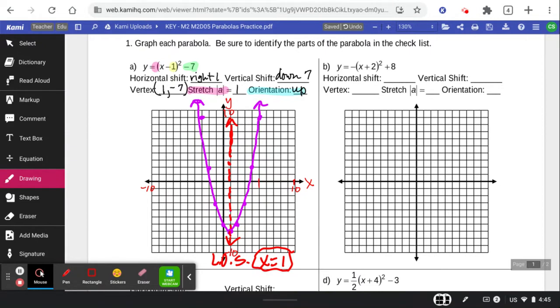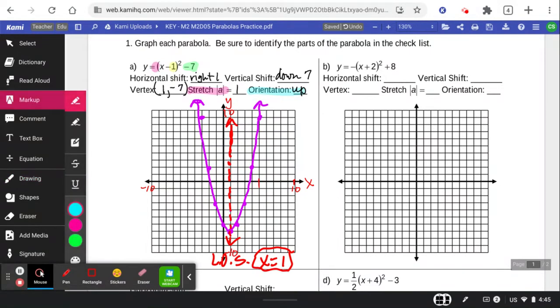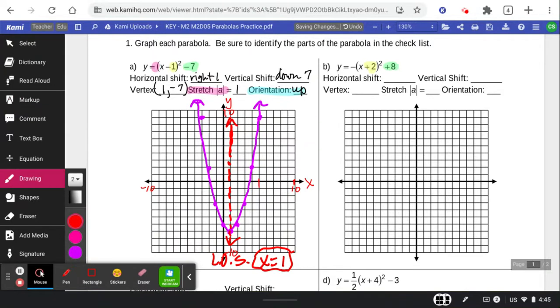Okay, next one, we're seeing here this time, I can identify this as the critical point of my graph, the vertex. So go ahead and try it. What do you think it is? You got it. That's my vertex of -2, +8.